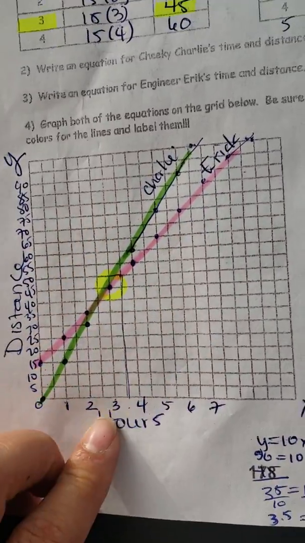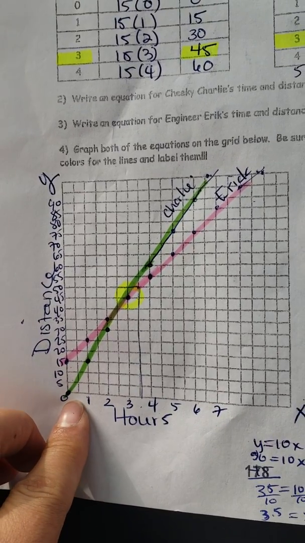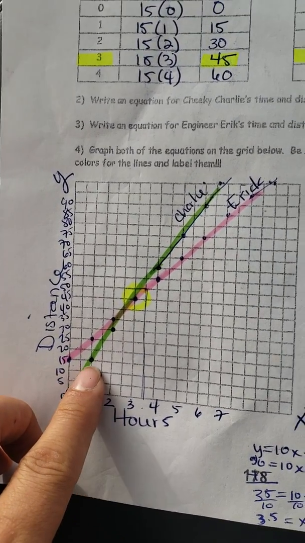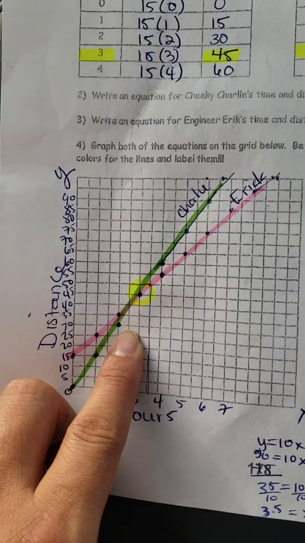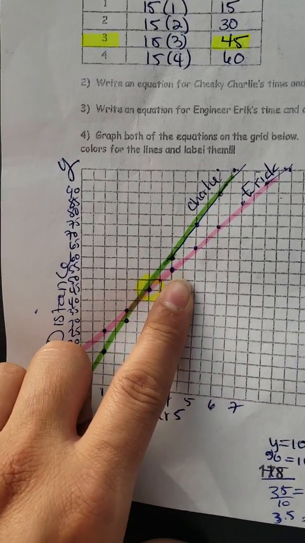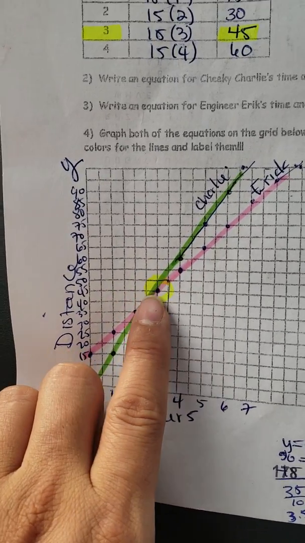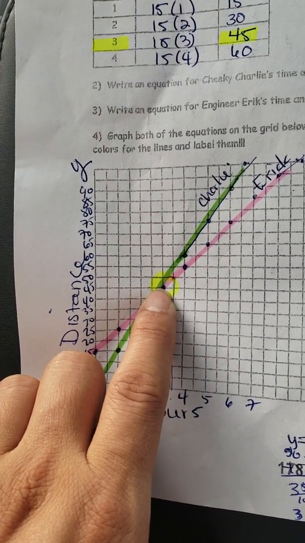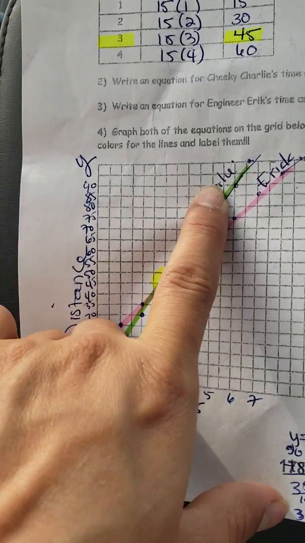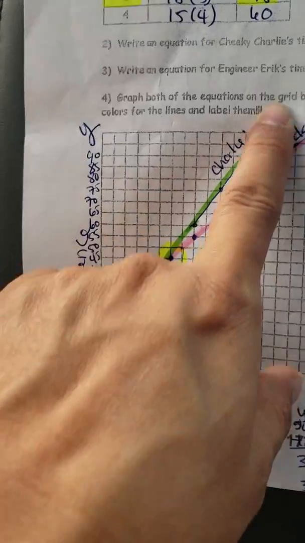All right, so we started plotting the points. We started with Charlie. Charlie starts at (0, 0), (1, 15), (2, 30), (3, 45), and (4, 60). Then I just followed the pattern. See how it's going up 3 over 2, up 3 over 2, depending on what your scale is. So I just followed it, extended the line.